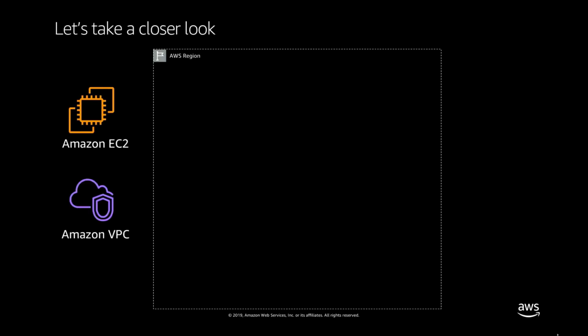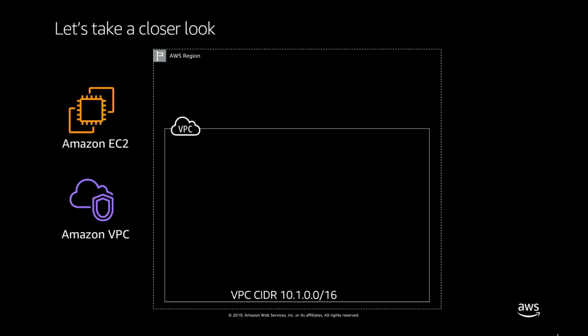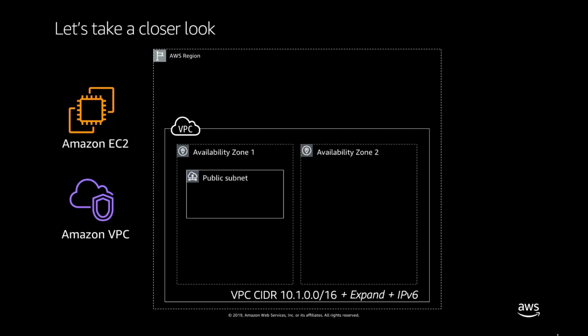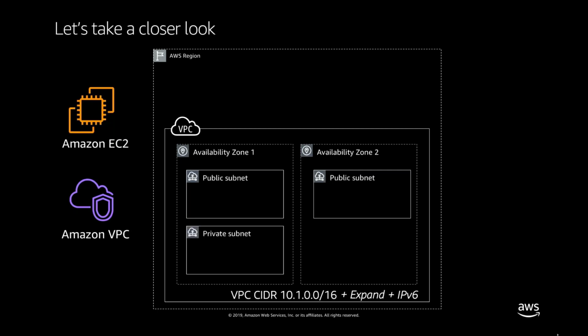So the key things here, obviously, are the Amazon EC2 instance where you're running your application, and the VPC where your EC2 instances are running. So to start off with, you have a region, and then you have a VPC in that region. You allocate a CIDR to that VPC, and the CIDR can be IPv4 or IPv6. Then you have availability zones within the VPC, and you have subnets that are bound to an availability zone. The subnets could be public subnets or private subnets. Now you can choose to run an EC2 instance within this subnet.